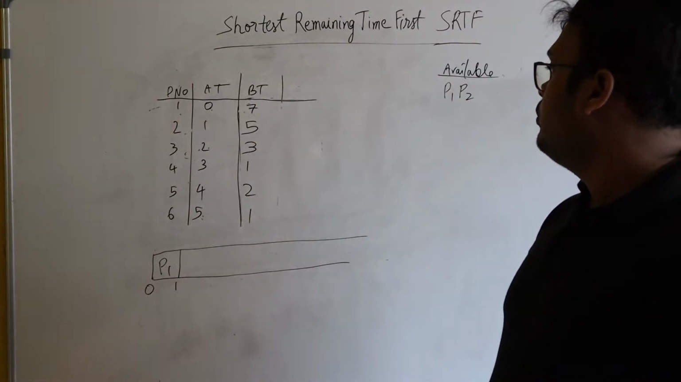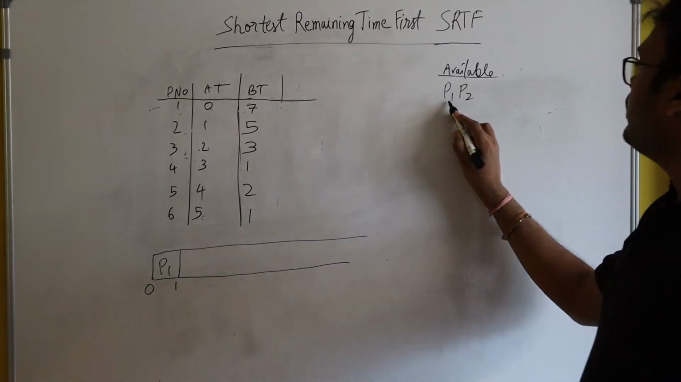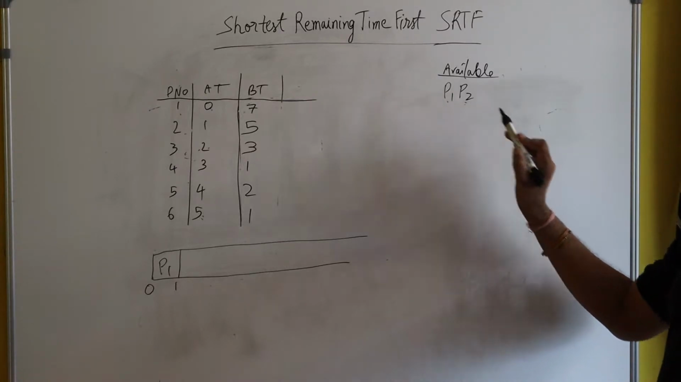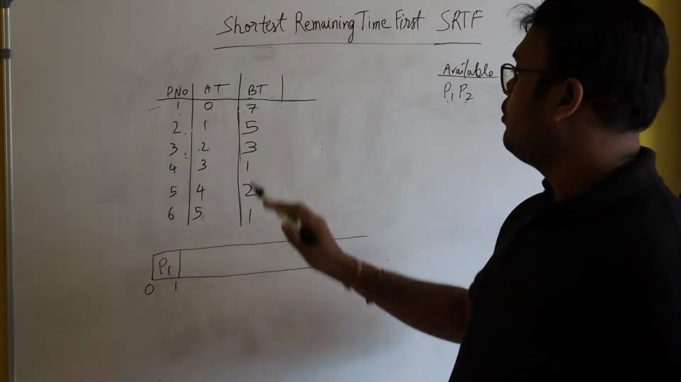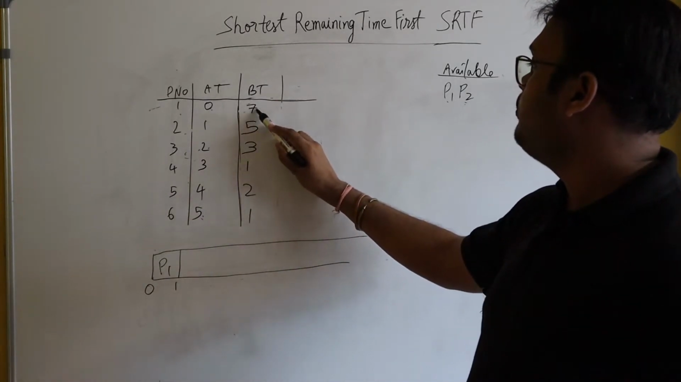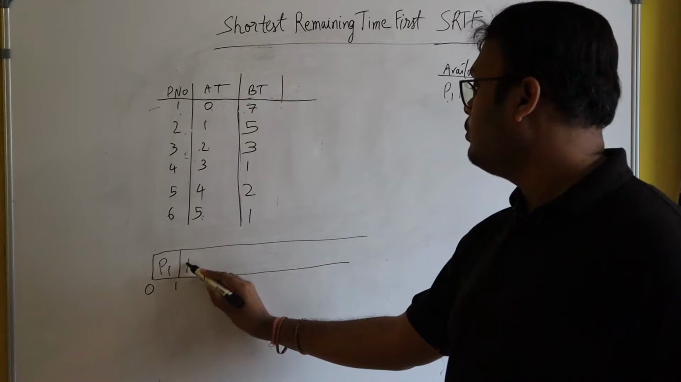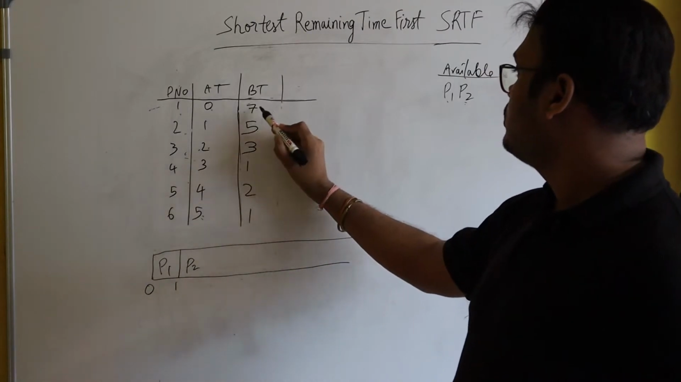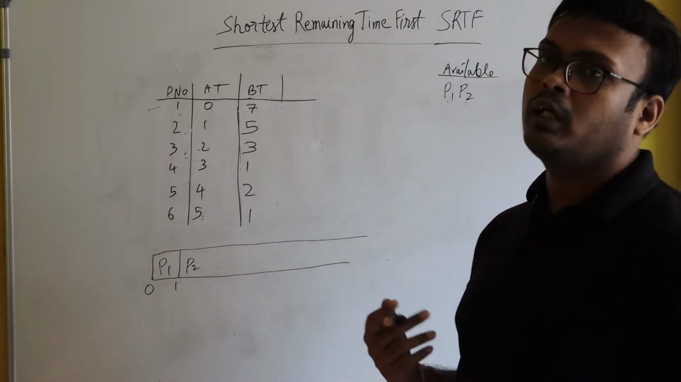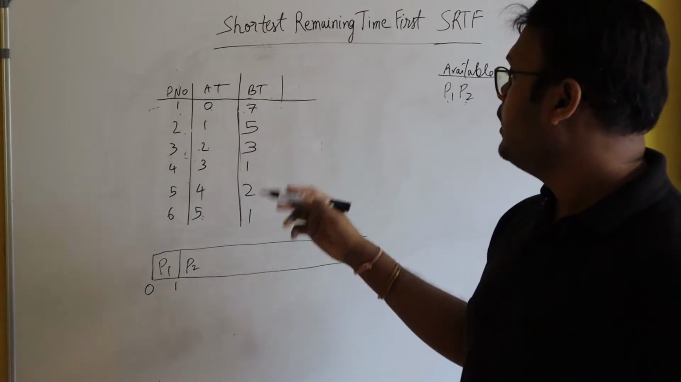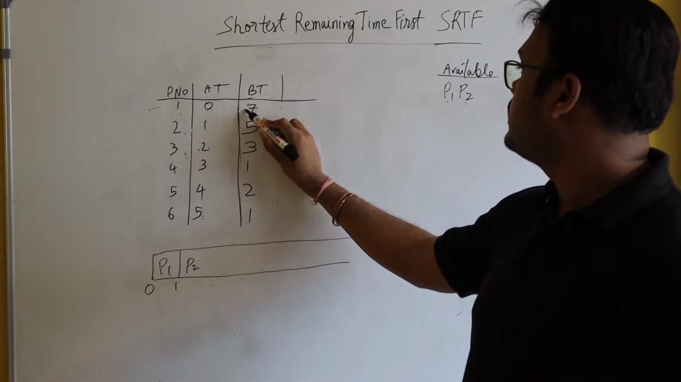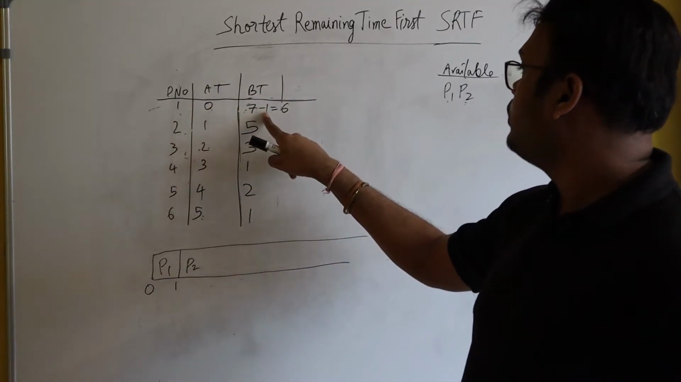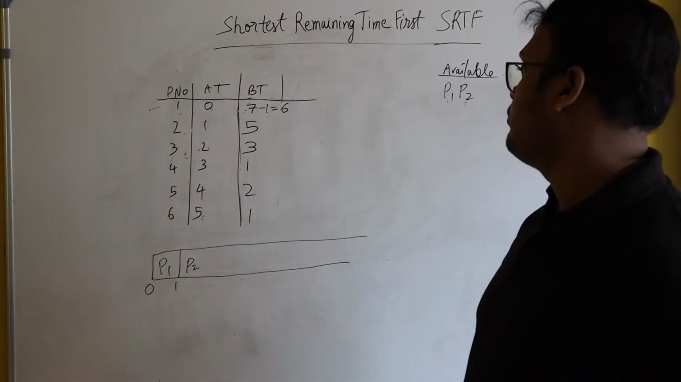Now among the available processes, P1 and P2, which process has the lower burst time? Obviously P2 has the lower burst time. P2 has 5 and P1 has 7. So here I will write P2. And since P1 executed for 1 second, how much burst time has it left? 7 minus 1 is equal to 6, because P1 has already executed for 1 second. Now it has 6 seconds left.